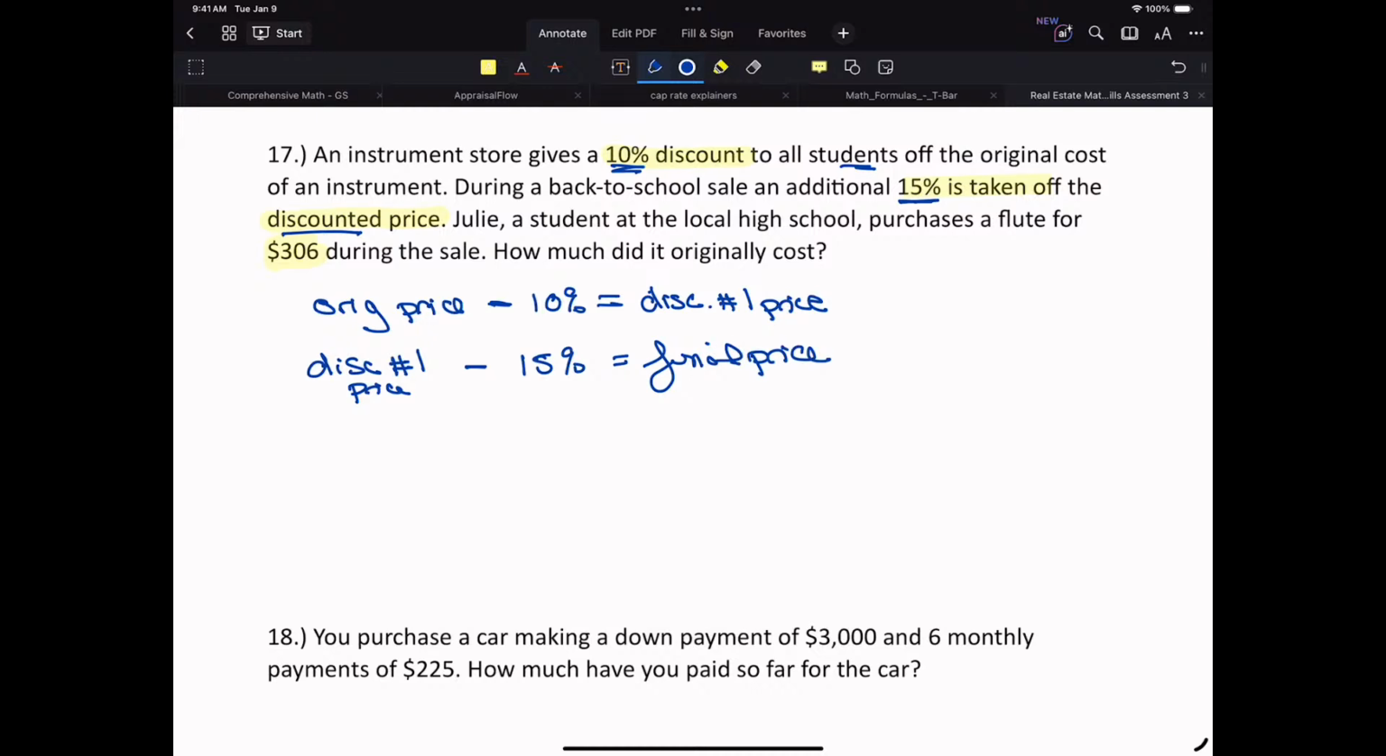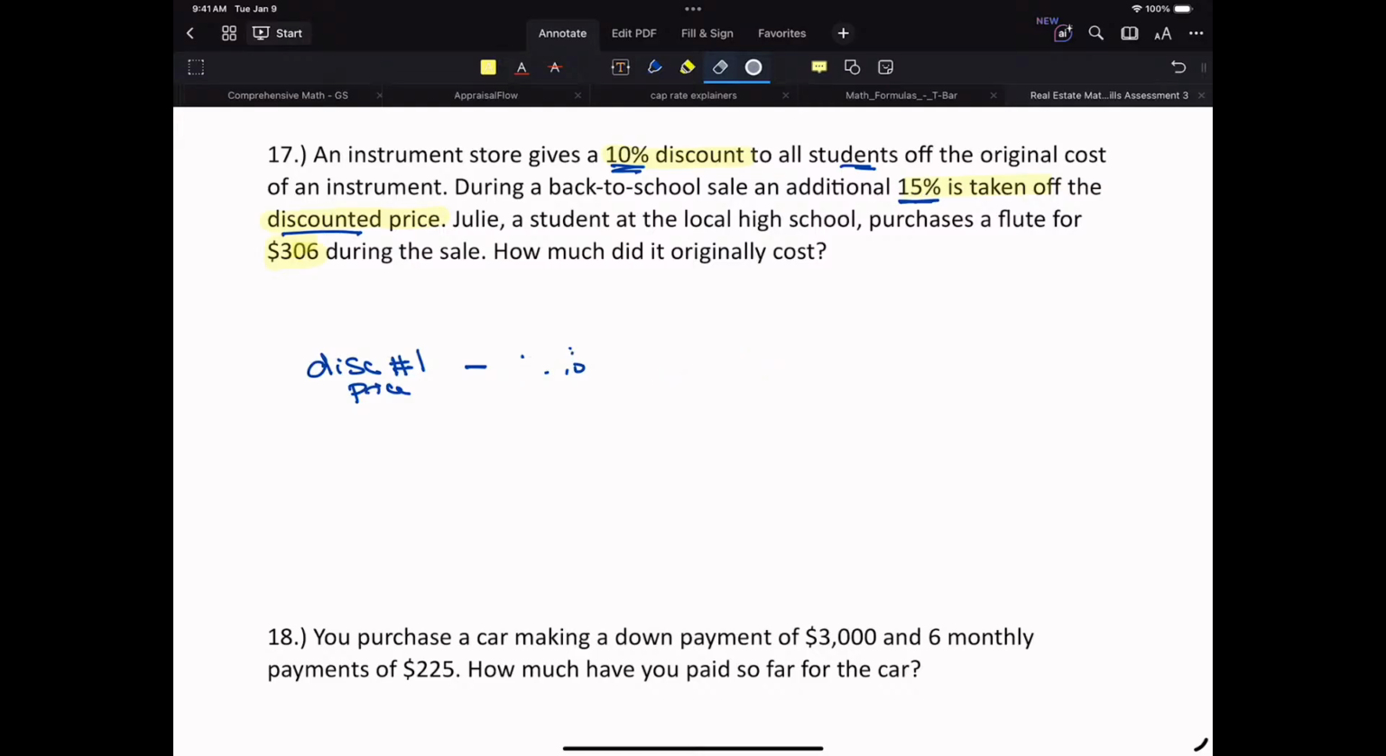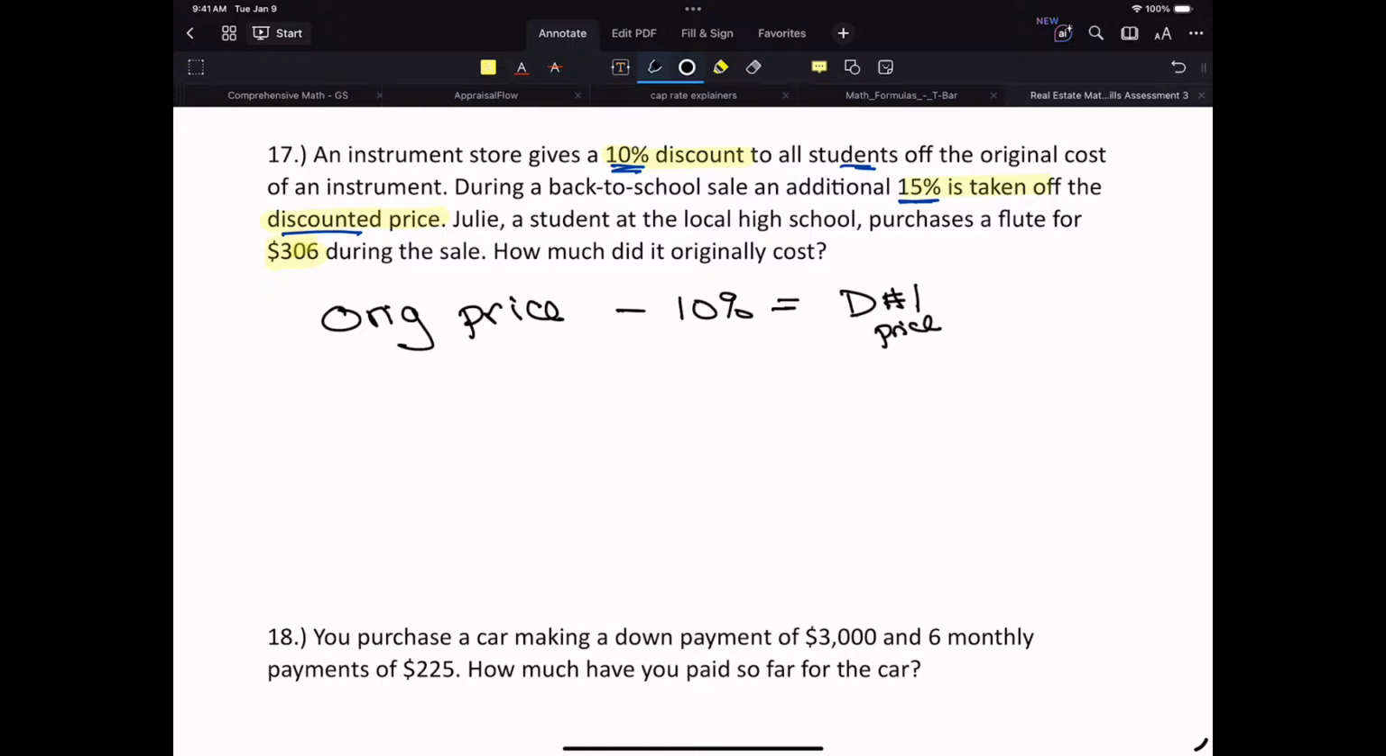So I'm going to work backwards, and in order to work backwards, I want to rewrite this so it makes a little bit more sense. There was an original price. We subtracted the original 10%, and that gave me the discount number 1 price. Whatever the discount number 1 price is, we subtracted 15%, and that gave me my final cost.